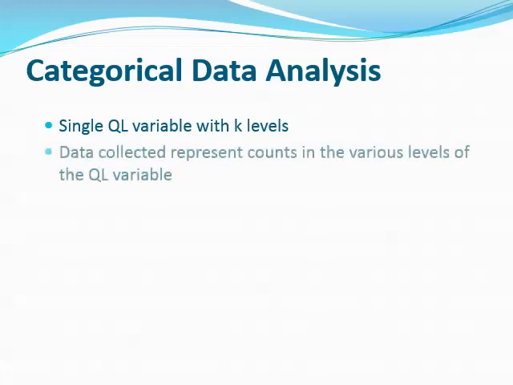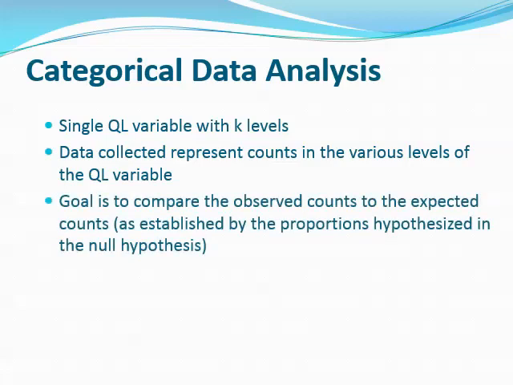The data that we're going to collect represent counts in the various levels of the qualitative variable. And our goal is to compare what we're observing, the counts that we're seeing in our sample, to the expected counts that we're expecting because of the null hypothesis. And the null hypothesis is going to specify values for the proportions in the various categories. We'll talk more about that in a second. This is called a one-way study. And so we're trying to see if the observed counts that we're seeing in our sample match up to some preconceived notion of what the probabilities in the different levels are. All right, so let's just jump in and take a look.